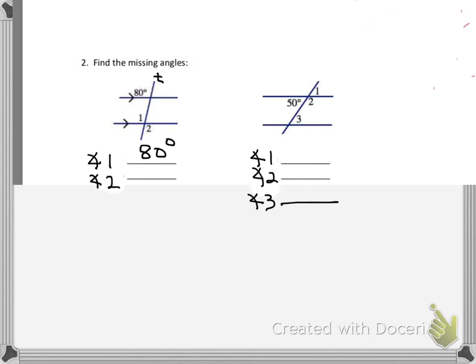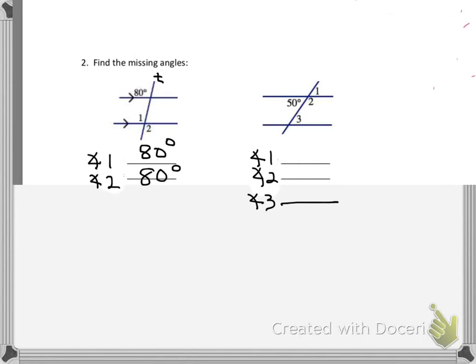Look at angle 1 and angle 2. Angle 1 and angle 2 are vertical, and because they're vertical, they are equal. And if they're equal, then that means angle 2 is also 80 degrees. All right, so you had to know that angle 1 and the 80 degree angle were corresponding angles, and you had to know that angle 1 and angle 2 were vertical, and you have to know what that means in terms of the values.